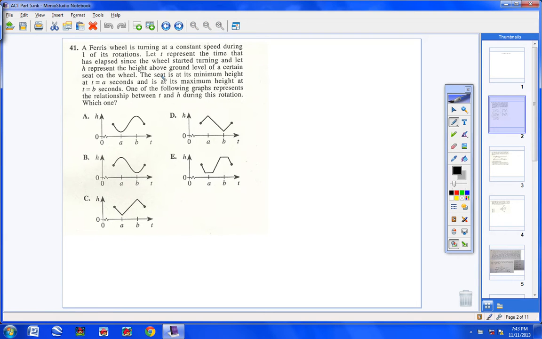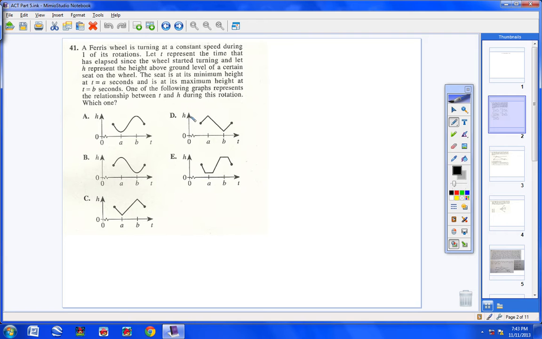Number 41 reads as follows. A Ferris wheel is turning at a constant speed during one of its rotations. Let t represent the time that has elapsed since the wheel started turning, and let h represent the height above ground level of a certain seat on the wheel. The seat is at its minimum height, lowest height, at t equals a seconds. And the seat is at its maximum height at t equals b seconds. One of the following graphs represents this relationship between t and h.